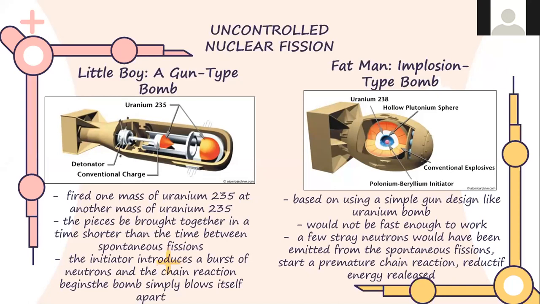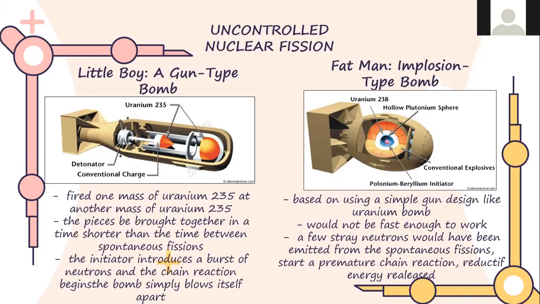A crucial requirement was that the pieces be brought together in a time shorter than the time between spontaneous fissions. Once the two pieces of uranium are brought together, the initiator introduced a burst of neutrons and the chain reactions begin, continuing until the energy release becomes so great that the bomb simply blows itself apart.